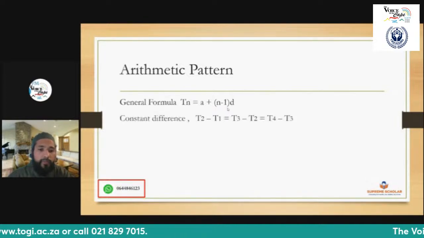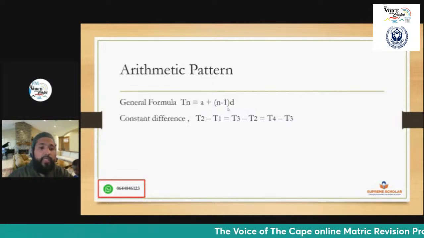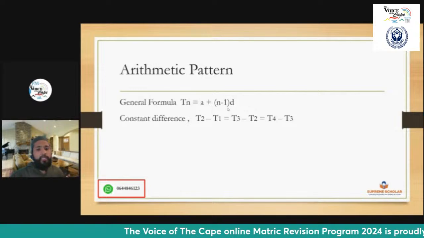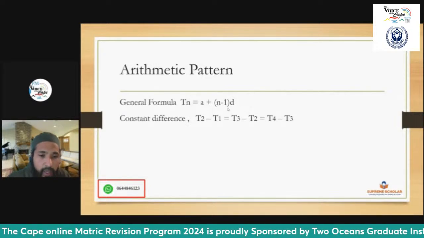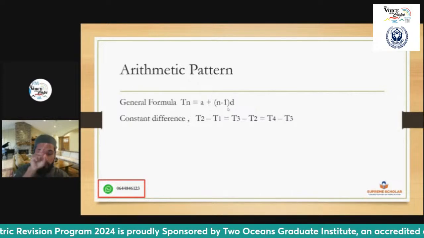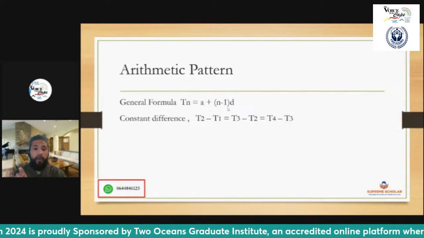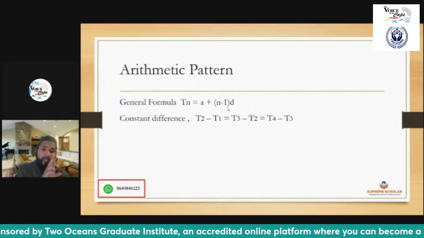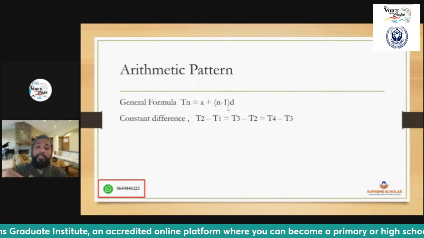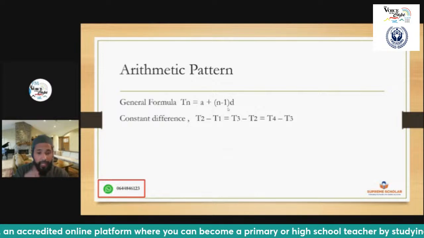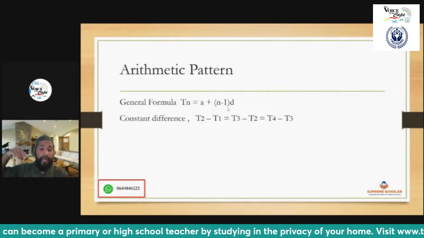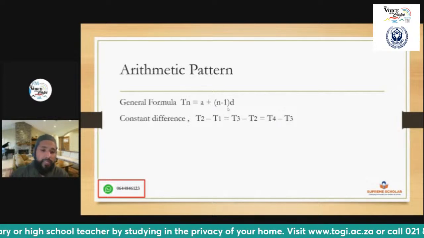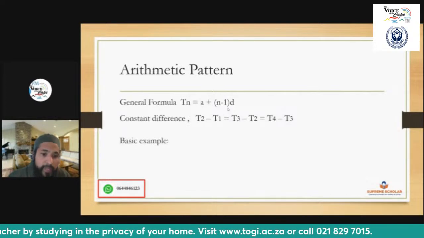Right? Something important that you need to remember, which I said a couple of times, is that T2 minus T1 is equal to T3 minus T2 is equal to T4 minus T3. What I mean by that is the value of term number 2 minus the value of term number 1 is the same as term number 3 minus term number 2, and it is the same as term number 4 minus term number 3, and you can go on like that. Term number 100 minus term number 99 is going to be exactly the same number because it's an arithmetic pattern.